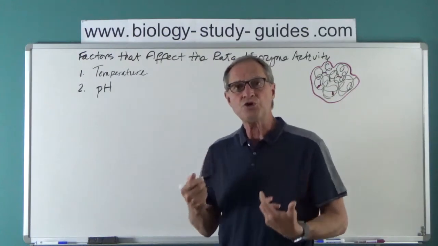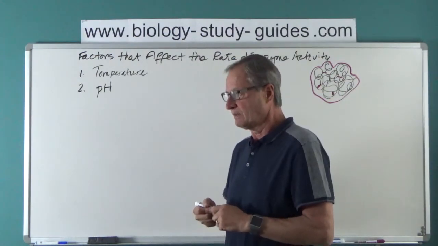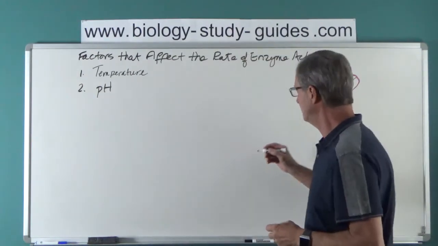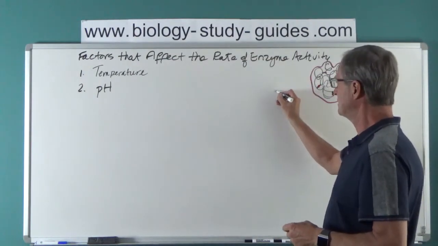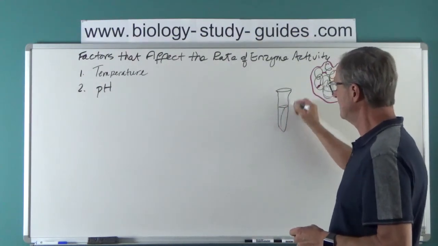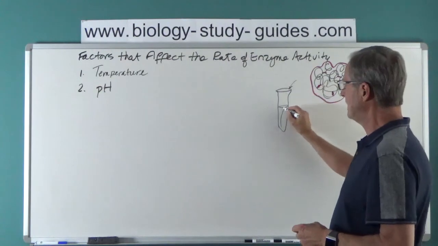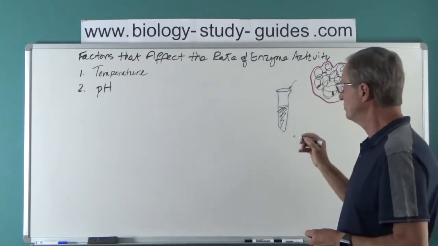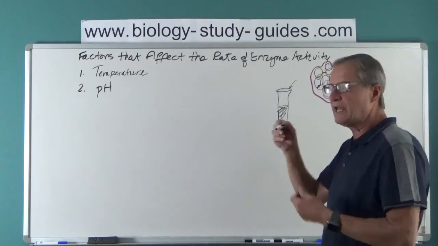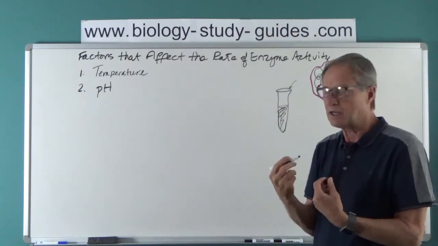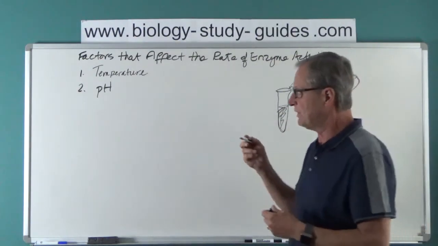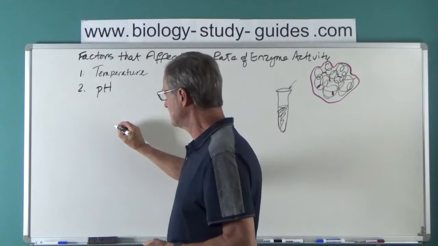But if you change the pH of an enzyme, say you had it in a test tube, you were doing an experiment, and you've got a solution in here, and you change the pH, add some acid to it or something like that, you can affect the enzyme's ability to function. In our system, of course, we have buffers that prevent that system from changing pH, but pH can affect enzyme activity.